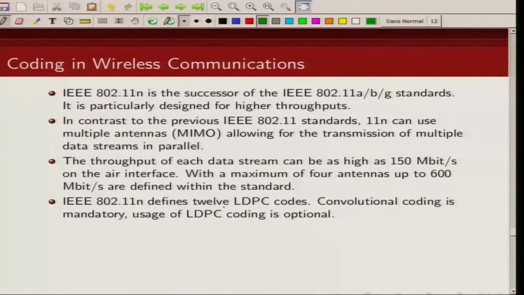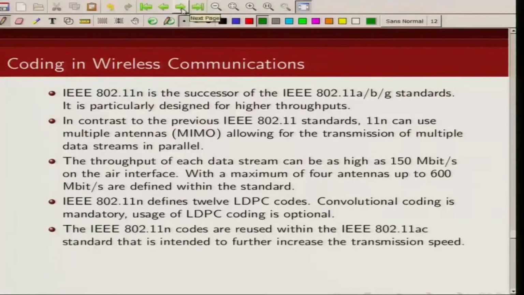Now use of LDPC codes in this standard is optional. The mandatory requirement is convolutional code, but they have specified LDPC codes which are optional and can be used, and then these codes have been further reused in the standard 802.11ac to further increase the transmission rate.